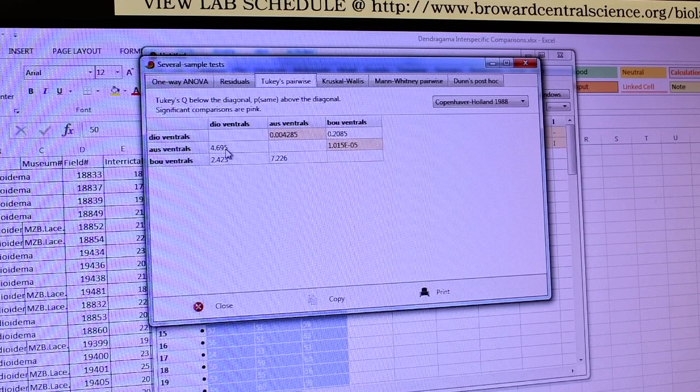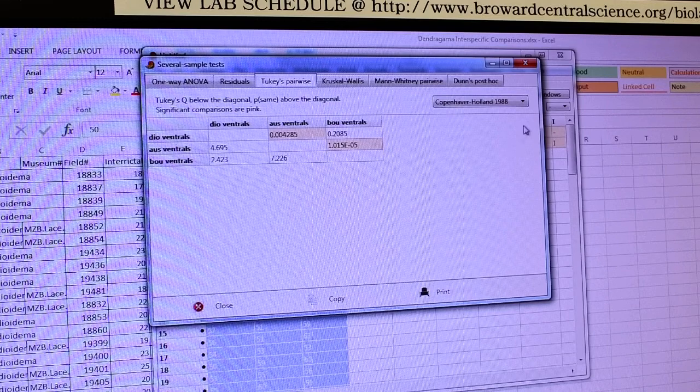Then you can look and see if it's significant. So notice here we have Diadema, here's Australis. That's the probability that goes along with that. Notice how it's highlighted, so it's clearly significant. Okay, so you can use PAST to generate Tukey's statistics and probabilities.